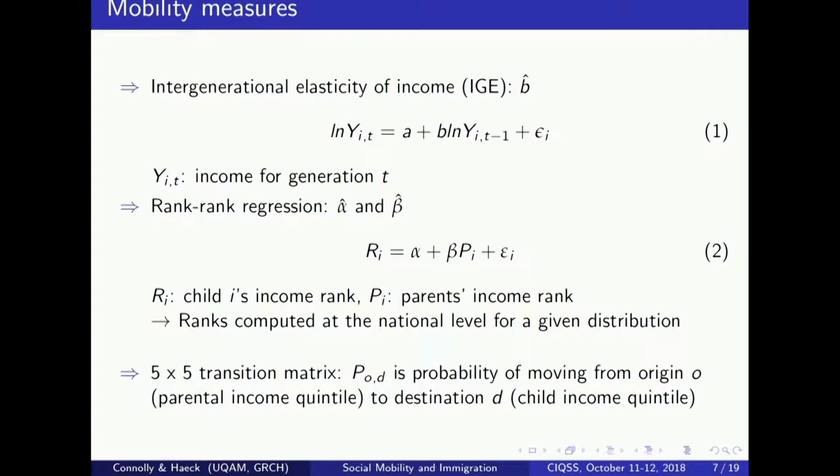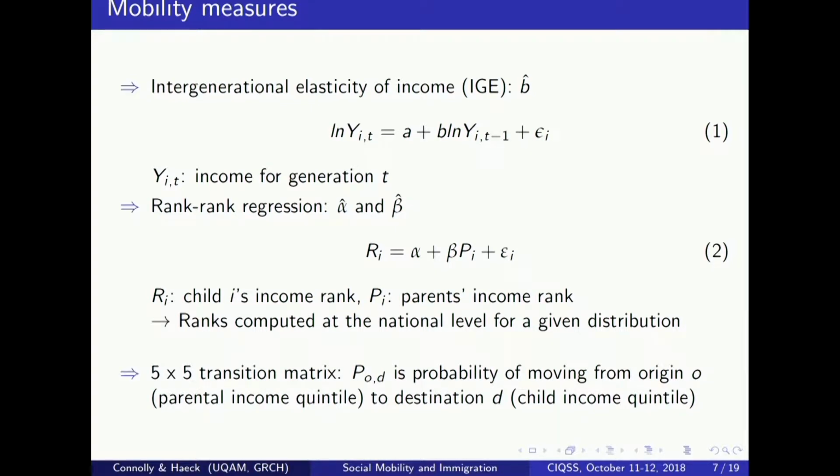Okay, so mobility measures. This is nothing new. It's standard stuff in the socioeconomic mobility literature. There are different measures that you can use. Here I'm going to show you intergenerational elasticity of income, or IGE, which is basically the slope coefficient when you run a regression of log income of one generation on log income of the previous generation. That's one thing. It's subject to a number of biases, and I'm not going to get into all this.